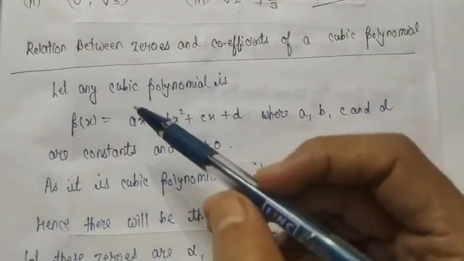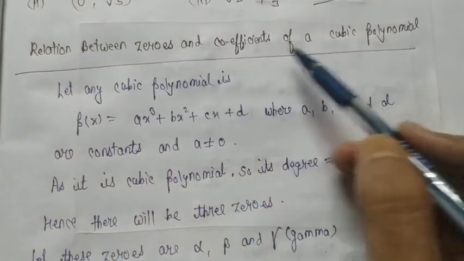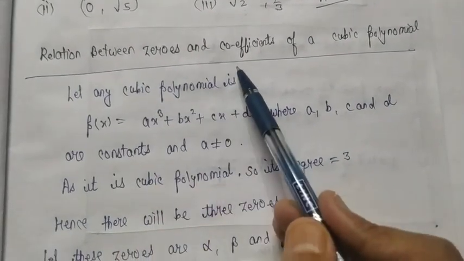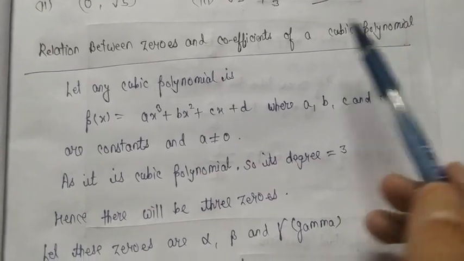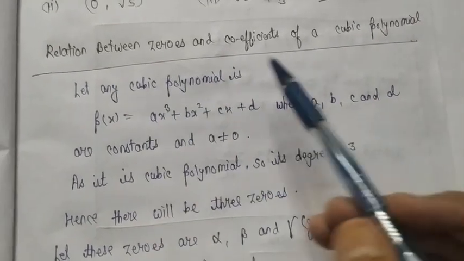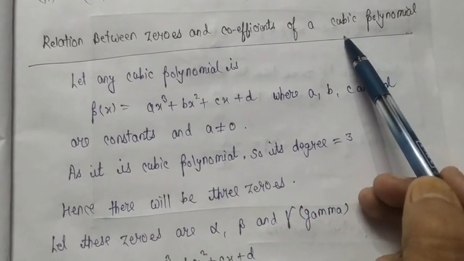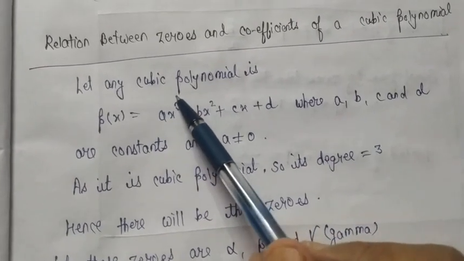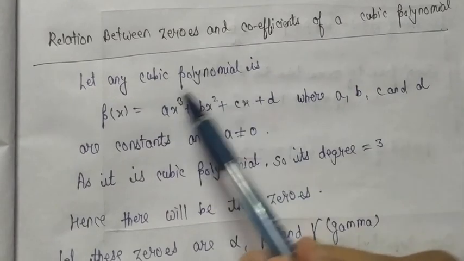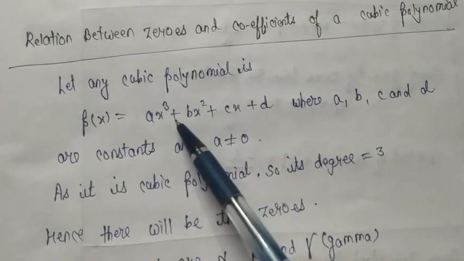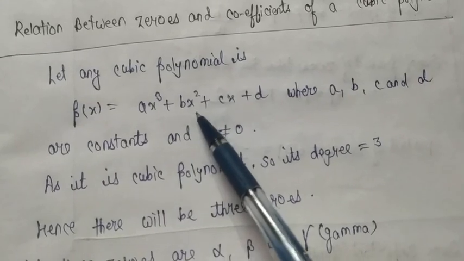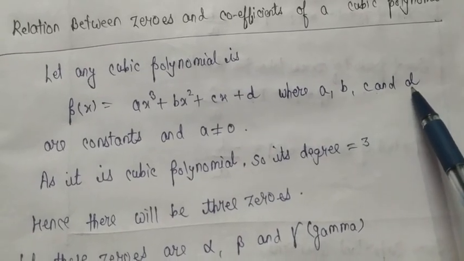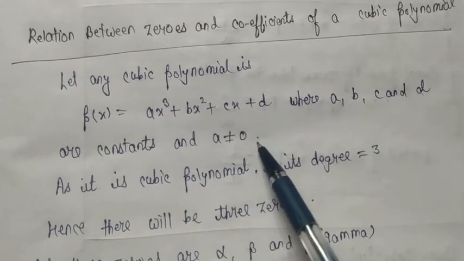Now our next topic is the relation between zeros and coefficients of a cubic polynomial. In the previous class I told you the relation between zeros and coefficients of a quadratic polynomial. Afterwards we will study the relation between zeros and coefficients of a cubic polynomial. So what is a cubic polynomial? The polynomial whose degree is 3 is known as a cubic polynomial, and the general form of a cubic polynomial can be written as p(x) equal to ax cube plus bx square plus cx plus d, where a, b, c and d are constants and a cannot be equal to 0.